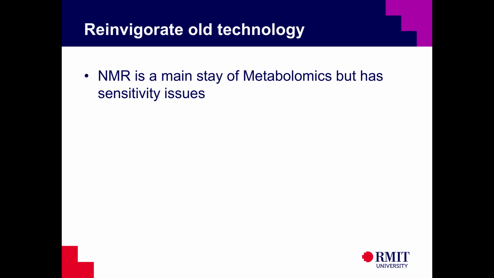NMR has been a mainstay of metabolomics since metabolomics was first coined in the literature. In fact, you could argue that Jeremy Nicholson's group were doing what was essentially NMR-based metabolomics, or metabonomics, before that. But the problem is it has sensitivity issues, and it also has crowded spectral issues. But the sensitivity is the main thing: it doesn't pick up things at the lower concentrations that mass spec can.